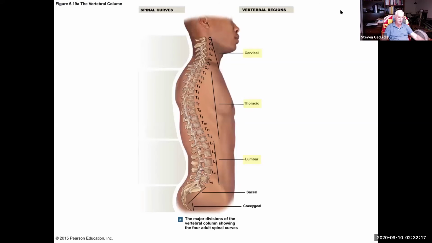All right, these are your spinal curves. You can see your cervical curve, your thoracic curve, your lumbar curve, and your sacral curve. And again, you can see how when you start to move and your body shifts from one to another, those curves allow your body to balance itself and correct itself.